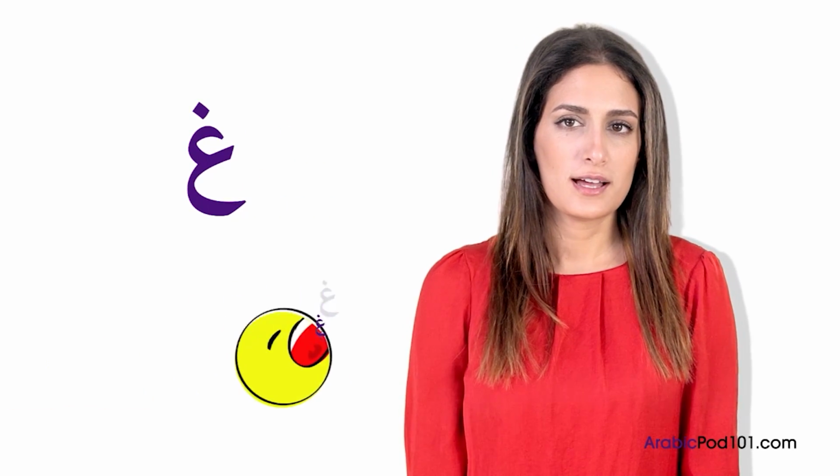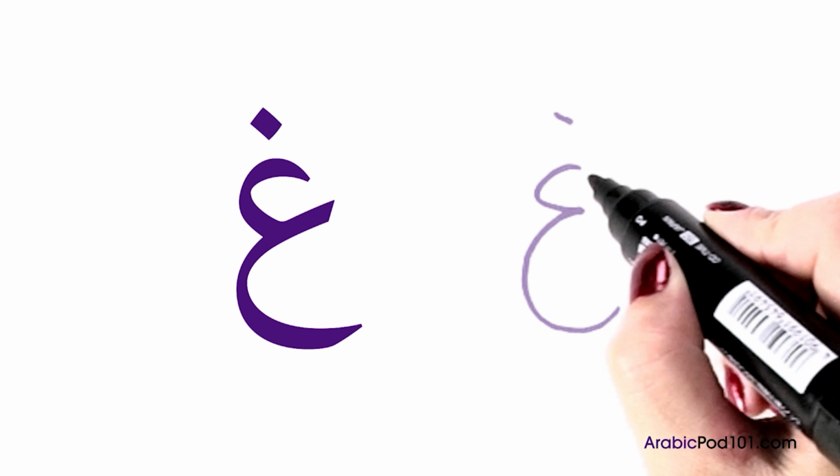The next letter we learn is Ghayn. This one is like the French R. It looks just like the Ayn, except that it has a dot on top. Its sound is similar to the sound you make when you gargle, a sound that comes from a point deep in the throat. Listen carefully. Ghayn. Let's write it down in the isolated version. Ghayn.